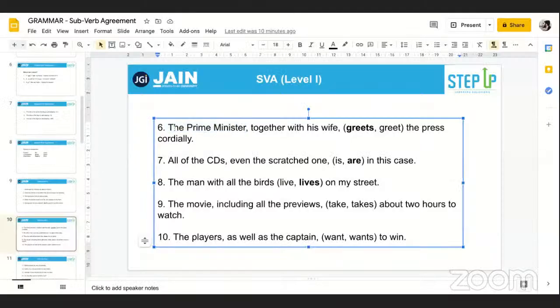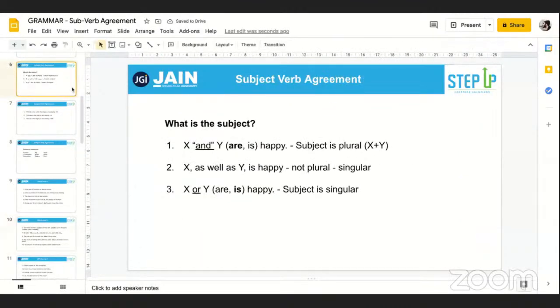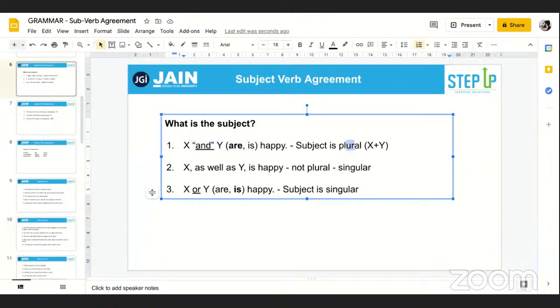Question 6. Like I said before, we always have to look at the subject. Sir, please share your screen. Okay, sorry. So question 6. We have to look at the subject always. Here the subject is the Prime Minister together with his wife. So we don't have "and", right? "And" is missing. So we do not use plural. We only take Prime Minister as a subject. I told you before, "and" should be there to make it plural. Otherwise, it is singular.